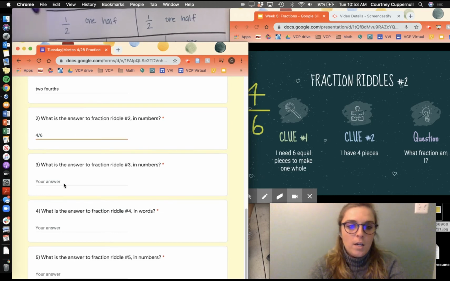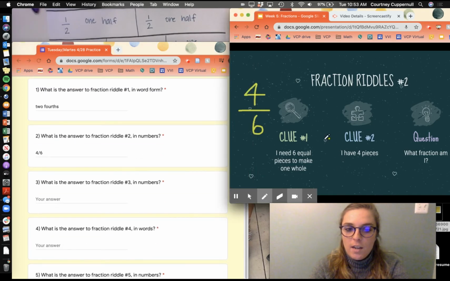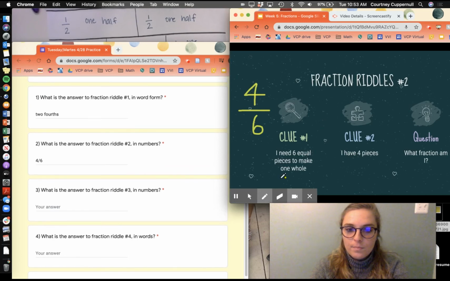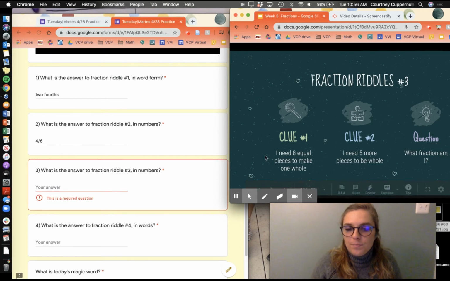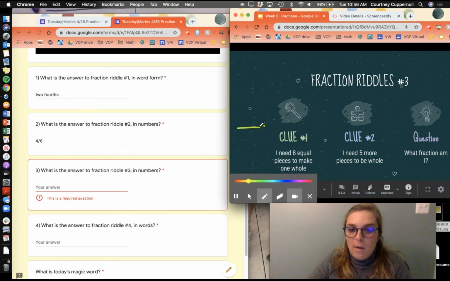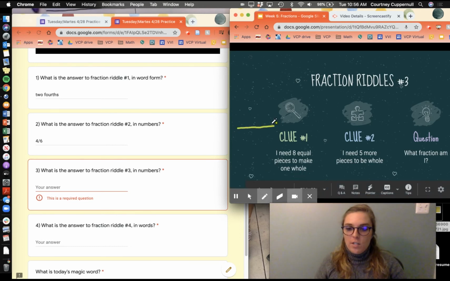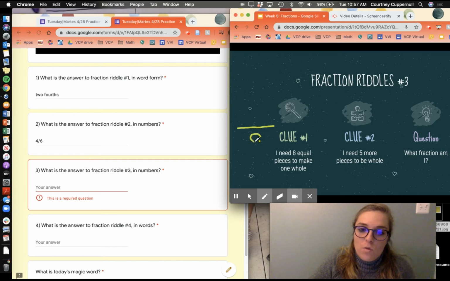All right, let's do fraction riddle number 3. Alrighty, let's look at fraction riddle number 3. Ooh, this is telling me I need 8 equal pieces to make one whole. So that's giving me information about my, hands up for numerator, hands down for denominator. If it's telling me equal pieces in one whole, hands up, hands down, ready, go. Yeah, it's telling me information about my denominator. So I know in this case that I'll have 8 equal pieces.